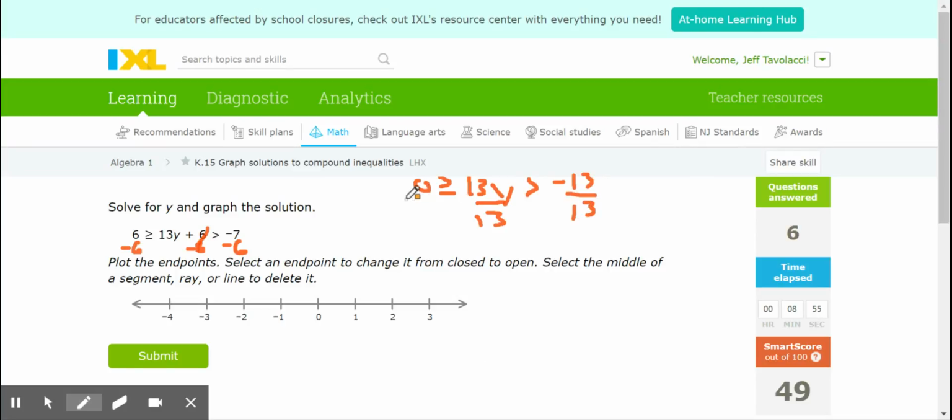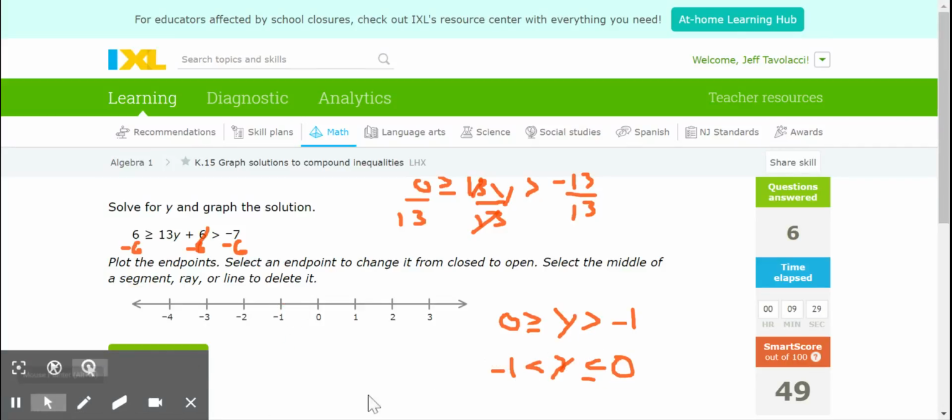Okay. So all 3 sections need to be divided by 13. 0 over 13 is 0. Those cancel. So I've got 0 is greater than or equal to y, which is greater than negative 13 over 13, which is negative 1. Another way to write that is negative 1 is less than y, which is less than or equal to 0. I just took this extra step to rewrite it backwards so you can see it goes from negative 1 to 0, not including negative 1.